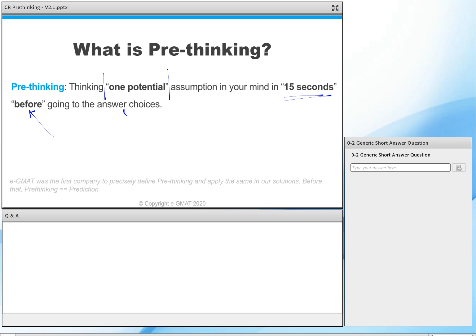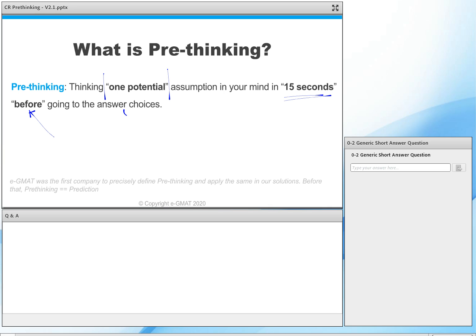Why? Because the objective of pre-thinking is that you should understand the logic that the author uses to arrive at the argument. You should be able to poke holes in that logic. And so even though an argument can have as many as 4 assumptions, as long as you can get to one, you'd be able to get to the other ones.